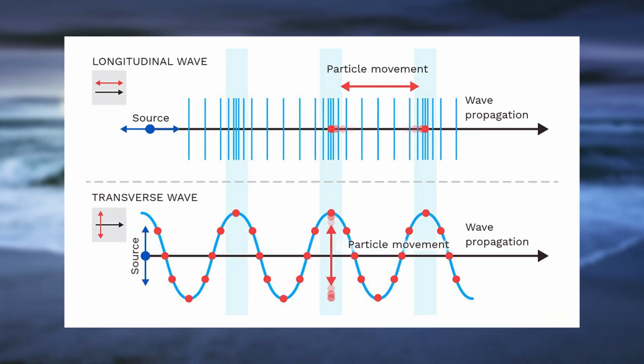Oceanic waves are unique because they show a combination of both longitudinal and transverse motions. As a result, the water particles move in circular orbits. These waves travel along the interface between air and water, which is why they are also called interface waves.